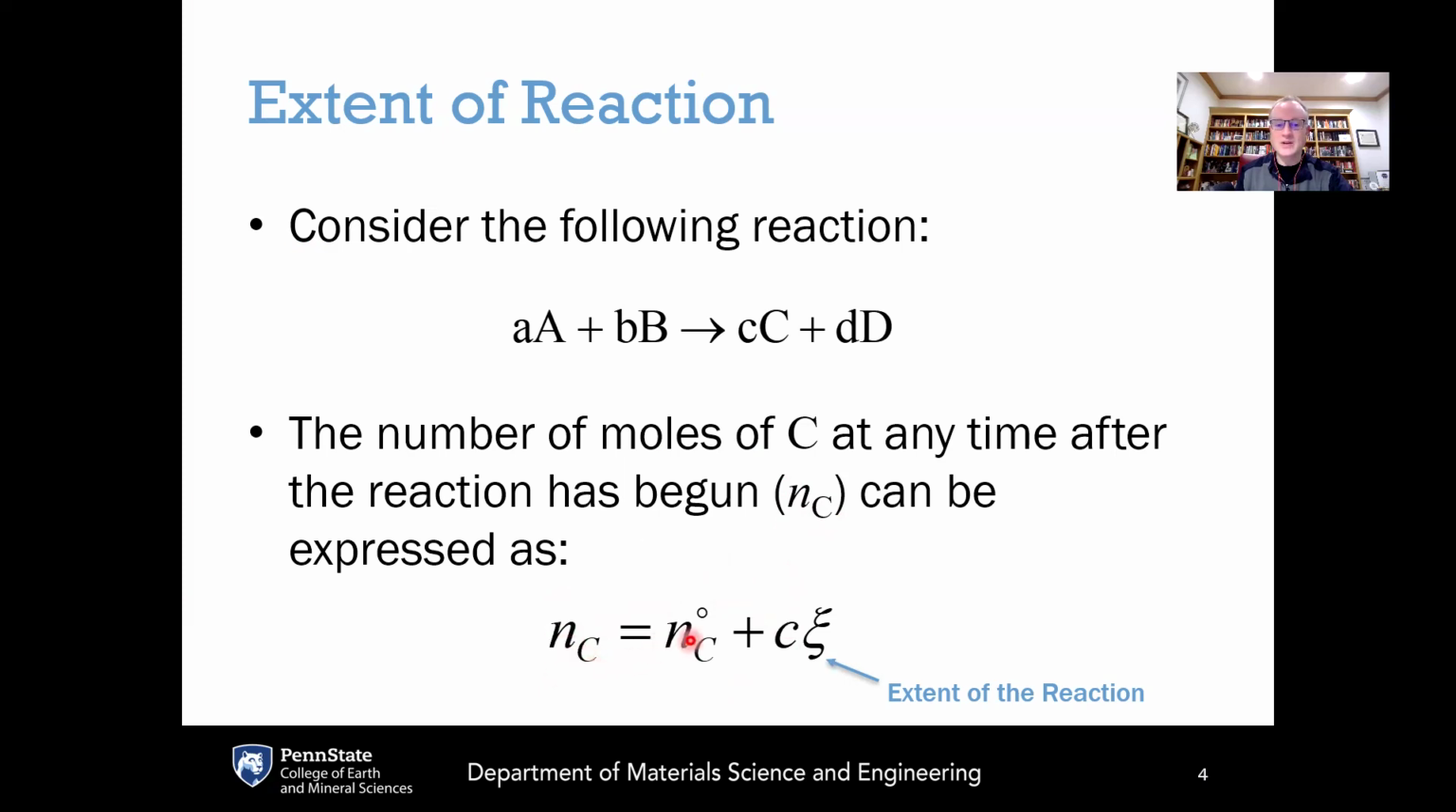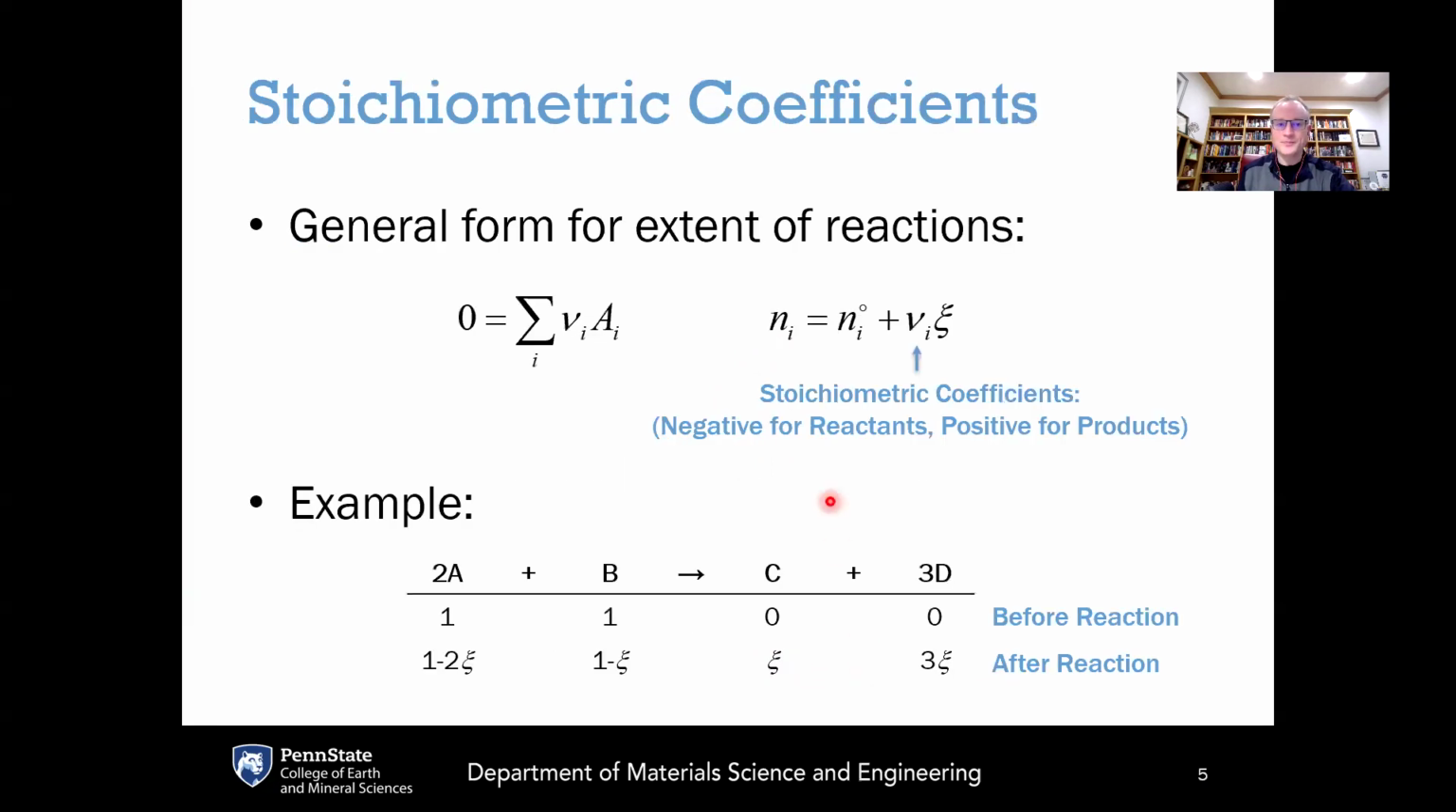So n sub C is equal to n naught sub C, which is the initial amount of that species C, plus our stoichiometric coefficient, this little c, times our parameter ξ, which is the extent of the reaction. So this parameter ξ is telling us how much of the additional quantity of C that we're getting as a result of this reaction. This tells us how far along the reaction has progressed, and therefore it is known as the extent of the reaction.